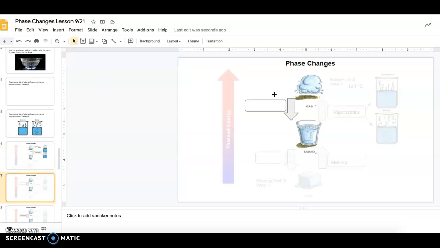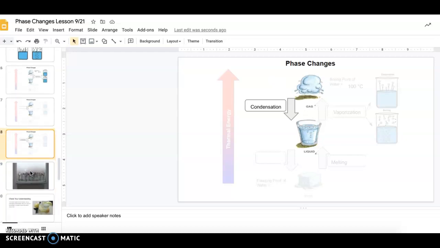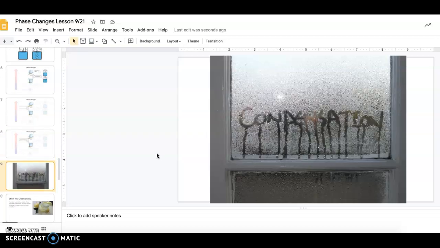All right. When we go from gas to liquid, we call that condensation. You have probably experienced condensation when you see this on your window and you can write on it. That's because the water vapor, when it touches the glass, is so cold that the water goes from being a gas to a liquid on your screen there.